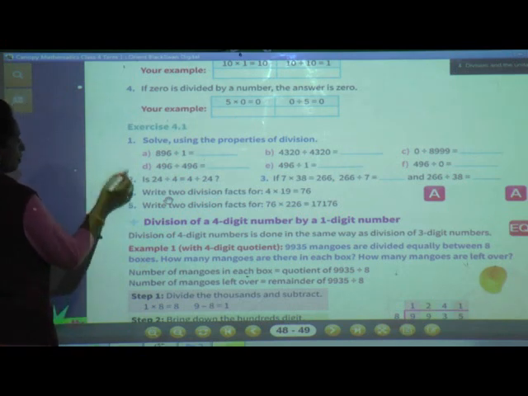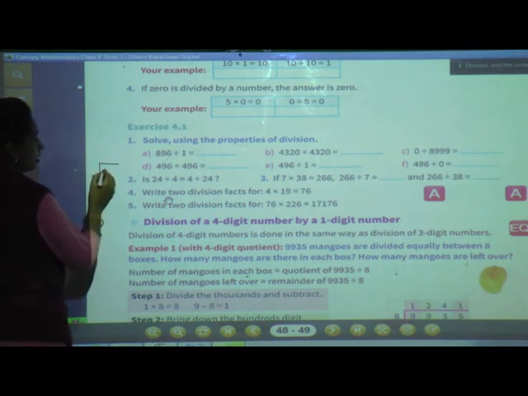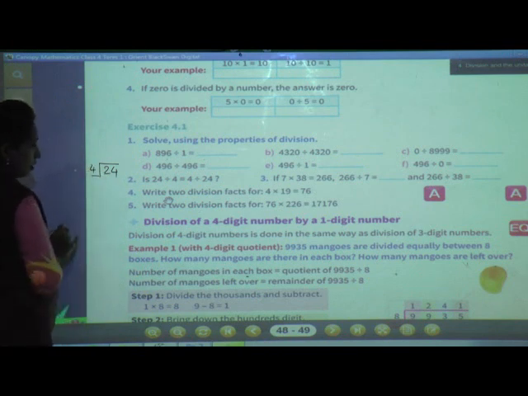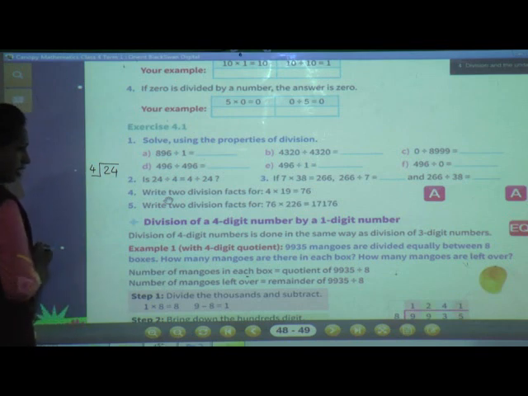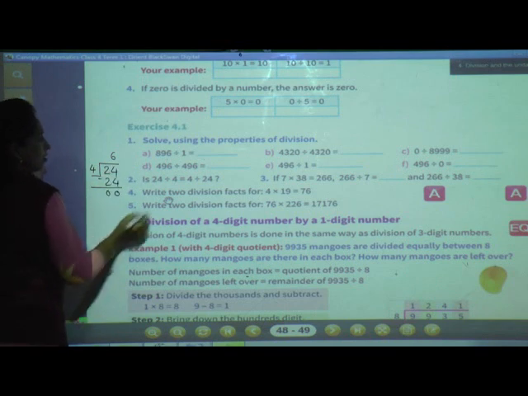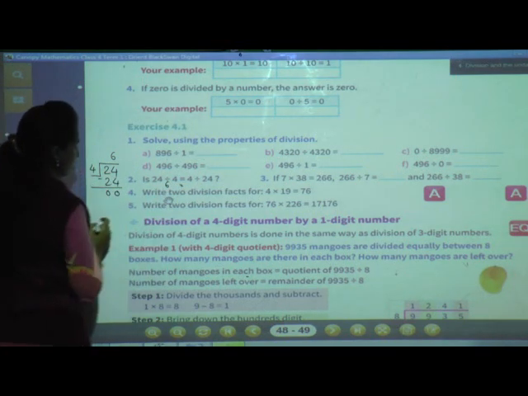First we will see 24 divided by 4. How will we write? 24 divided by 4. Yes, we can find out the answer. What is the answer? In the 4 table, is 24 there? 4 sixes are 24. Yes. So what is the answer? 6.